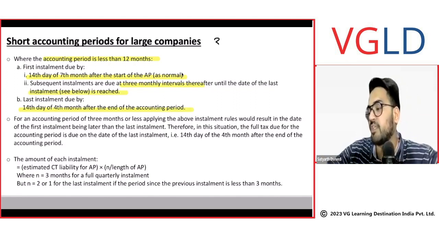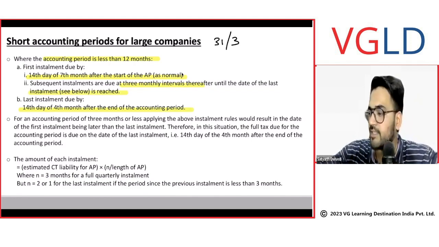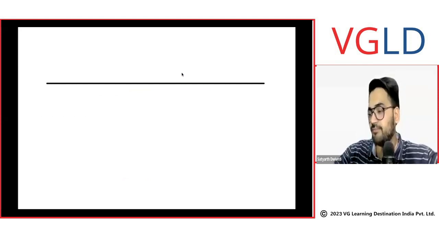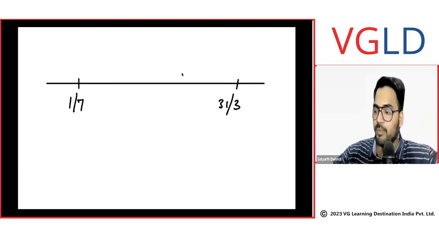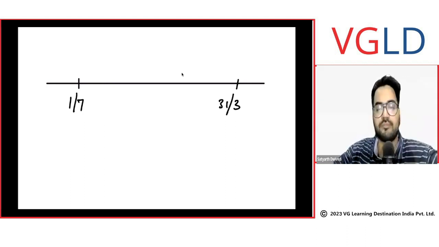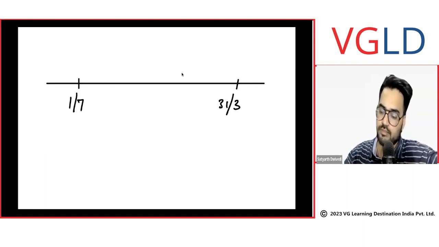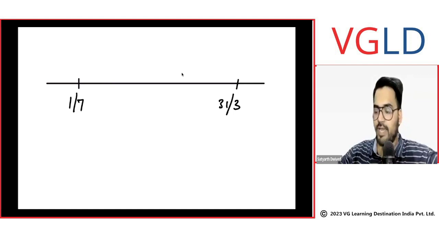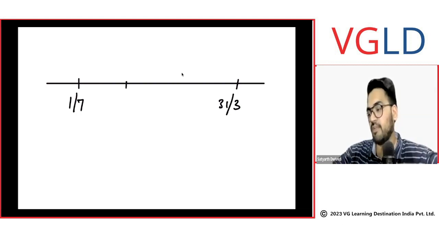Which means that if your accounting period ends on 31st of March, right? So let us see. If your AP ends on 31st of March and you started on, say, 1st of June or 1st of July. So your first installment is when? Quickly tell me. 14th day of 7th month. Calculate quickly. July, August, September, October, November, December. So 14th of January will be your first installment.